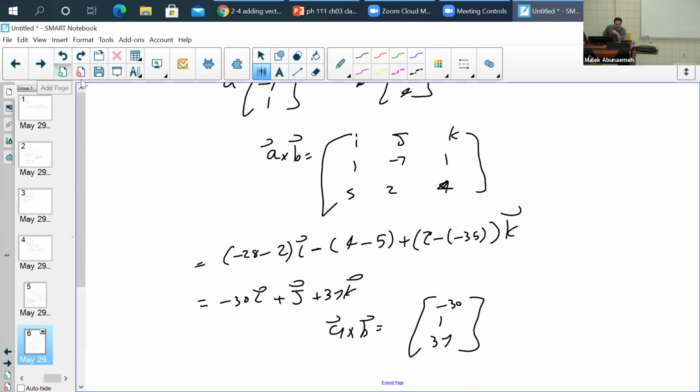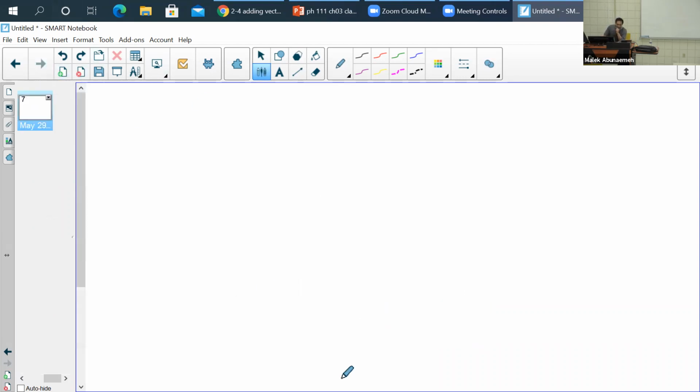Now, the angle. If you have these two vectors, let's say this is your A vector, this is your B vector, and this is going to be your cross product, A cross B. Now, A cross B is going to be orthogonal, okay?